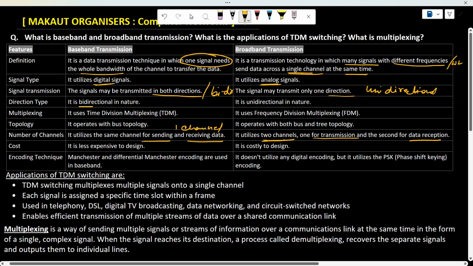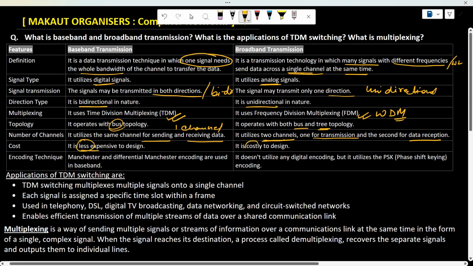Direction type: baseband is bidirectional in nature, broadband is unidirectional in nature. Baseband uses TDM and broadband uses FDM or WDM. Baseband operates with bus topology and broadband operates with both bus and tree topology. We have seen these differences. Since there is only one channel in baseband, it is less expensive to design. And since there are two channels in broadband, the wire required will be more.